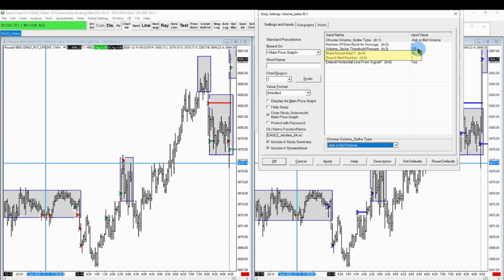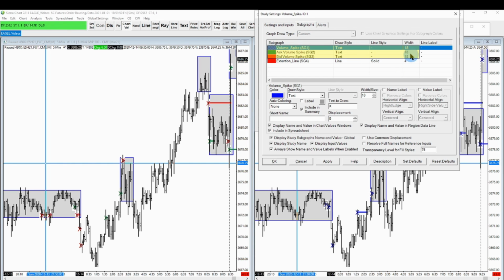Here we can choose if we wish to get sound alerts in addition to the visual signals, and here we can set the sound alert number. We have a video on this channel that is dedicated to the subject of setting sound alerts in Sierra Chart. With this last input down here, we choose if we want the study to extend horizontal rays from the price of the volume spike until future intersection. Under the Subgraphs tab, we can set the color and size of the letter X for volume spikes and for ask volume spikes and bid volume spikes.